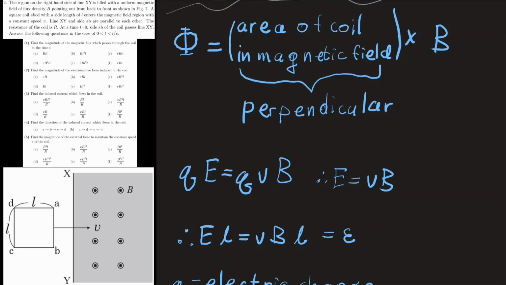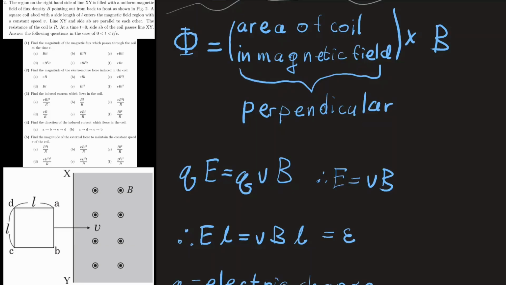So next is the section 2 question, which says, the region on the right-hand side of line XY is filled with a uniform magnetic field of flux density B, pointing out from back to front as shown in figure 2. A square coil ABCD with a side length of L enters the magnetic field region with a constant speed V. Line XY and side AB are parallel to each other.